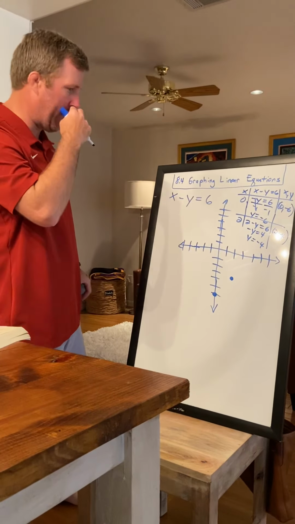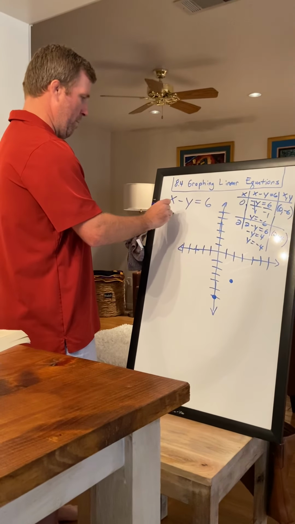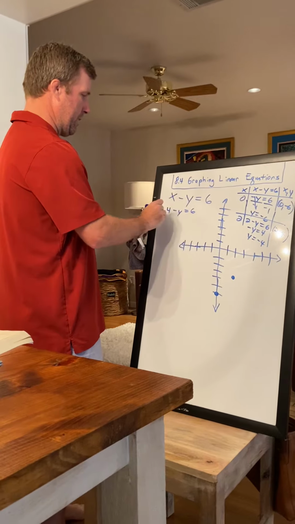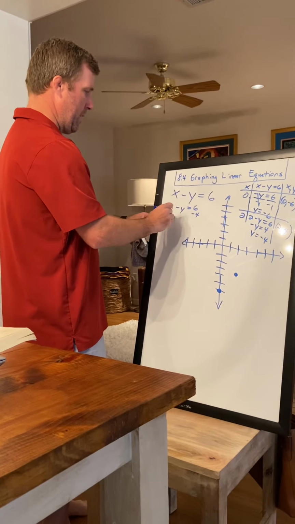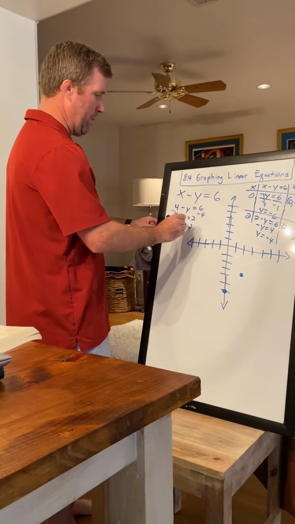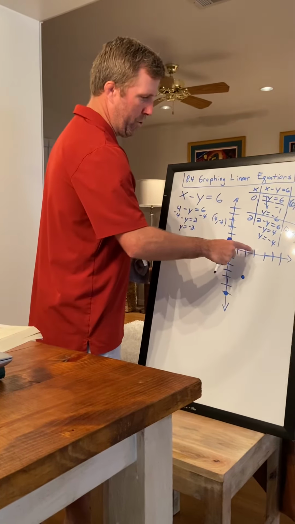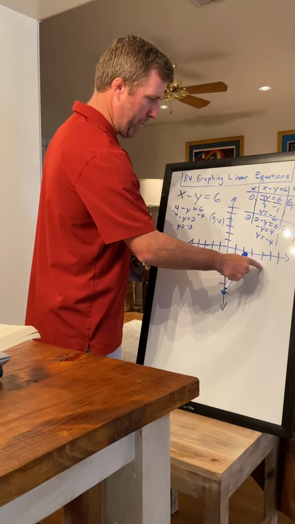And let's do one last point. This time I'm going to plug in 4. 4 minus y equals 6. Subtract 4. Negative y equals 2. Divide by negative 1, y is negative 2. So 4, negative 2 should be on the line. 1, 2, 3, 4. 1, 2.